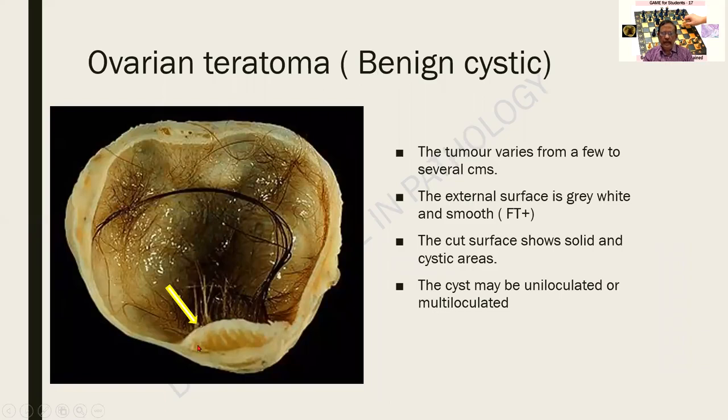The ovarian teratoma is a commonly kept specimen in most colleges. In this I am finding a large cystic lesion measuring so many centimeters in diameter. If it were an ovarian tumor, I should look for the fimbrial end of the fallopian tube. The external surface is grayish white and smooth. Look for the fallopian tube. The cut surface shows both solid and cystic areas. Now, this is obviously a large cystic area, a unilocular cyst, and this is a solid area.